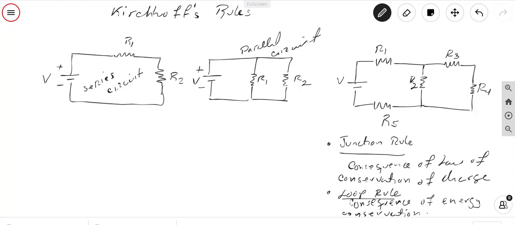Hi students, we have learned about series circuits and parallel circuits, but sometimes there are more complex circuits that cannot be broken into either series circuits or parallel circuits. So in those cases, it's important to know and to use the Kirchhoff rules. Kirchhoff rules are used, as I said, to work on circuits that are pretty complicated, that are complex.